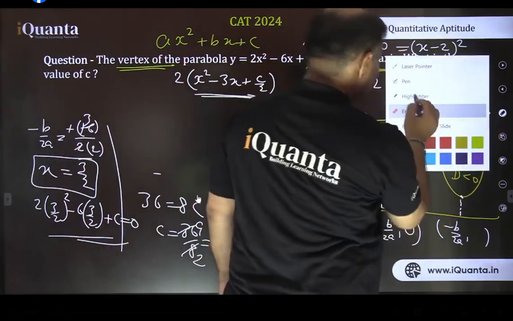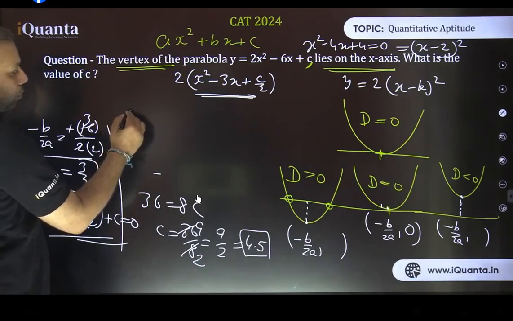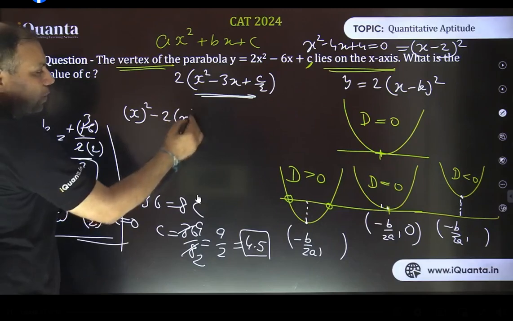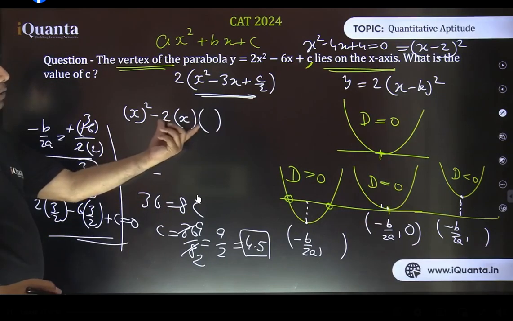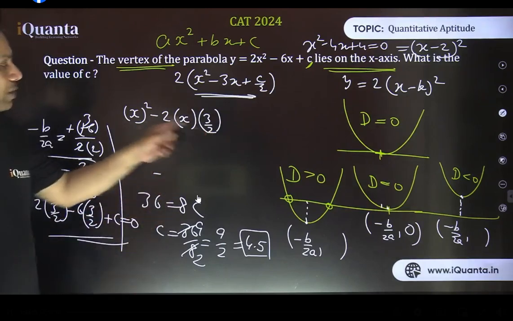So if I complete the square, this is x square minus 3x plus c by 2. So x square is already a square number. It is a square minus 2 into a into b. So in total it must be minus 3x. So this b must be 3 by 2. Yes or no? Right? So that 2 is cancelled and it is minus 3x only.